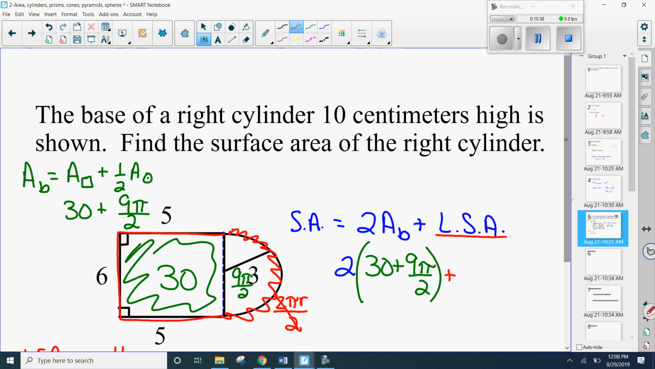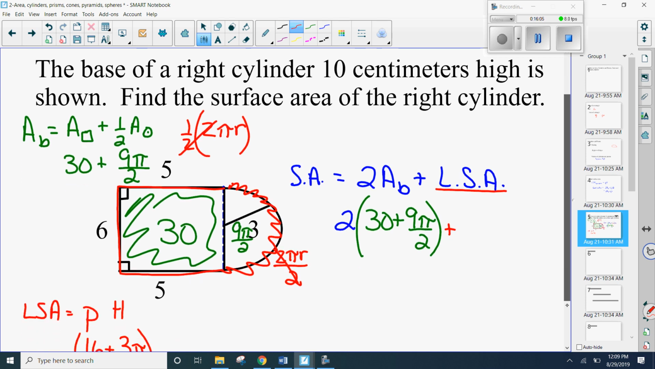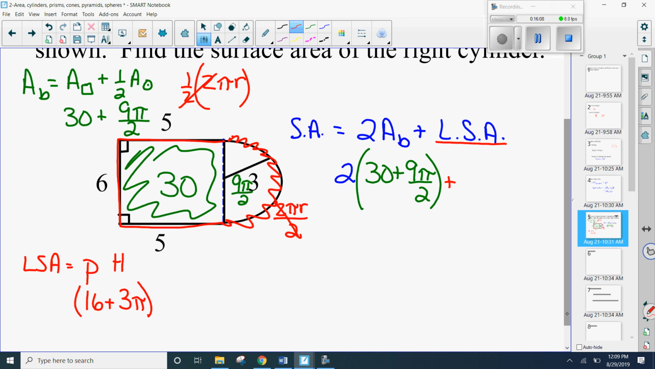Because too many times people come here and they get to this and they just go, it's pi r. And then when I ask you to find the circumference of a circle, people say pi r. This is because it's half of the full circle, and a full circle is 2 pi r. You want half of it. So that cancels, and therefore it's just pi times the radius. Right, so the height between the two bases is going to be 10. So I'm just going to put that over here. So perimeter of the base times the height.